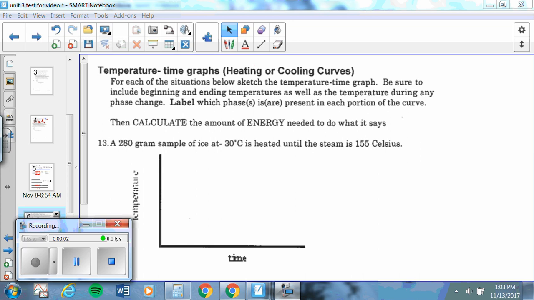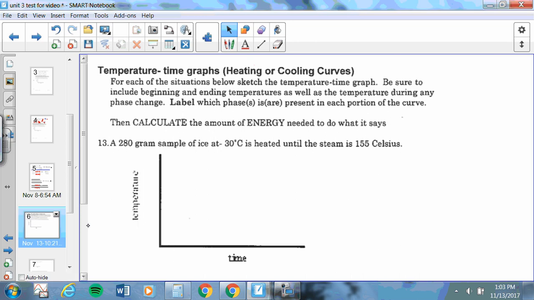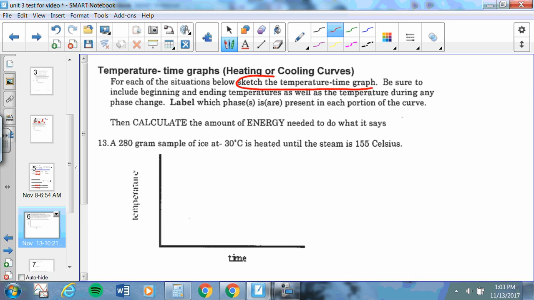For this next section, this is the quantitative portion about the energy. So we're doing some calculations. One of the things you got to do is make sure that you read. It says sketch the temp time graph. Some people will claim, well, I can do it without it. If the directions say to sketch it, you're going to need to sketch it. This part also says label which phases are present in each portion of the curve.